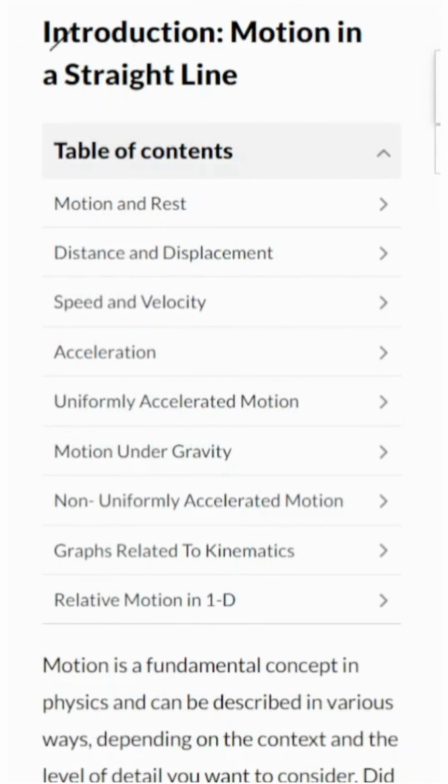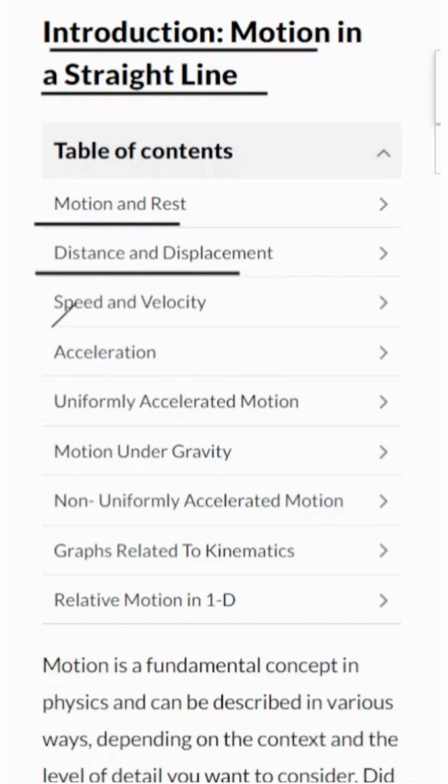Dear students, in this video, we've covered fundamental concepts of motion in a straight line, including motion and rest, distance and displacement, and speed and velocity. Stay tuned for the next video, where we'll delve into the remaining concepts.